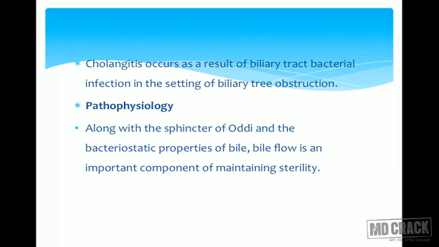So what are the factors and what is the pathophysiology behind cholangitis? Along with the sphincter of Oddi, the bacteriostatic properties of bile and bile flow are important components to maintain the sterility of the biliary tree. Whenever there is no obstruction to the biliary tree, bile flow itself will cause sterilization of the hepatobiliary tree. But whenever there is obstruction, the obstruction itself will cause bile stasis and it will add to the cholangitis.